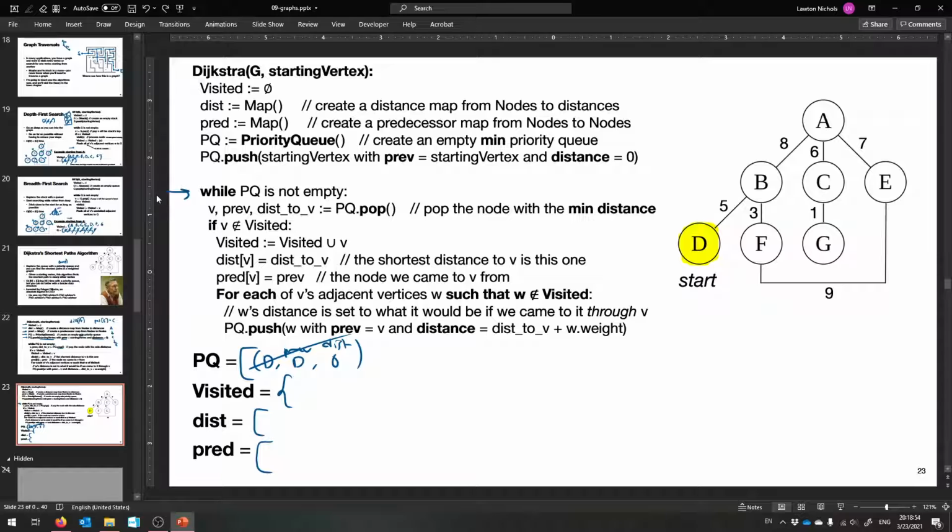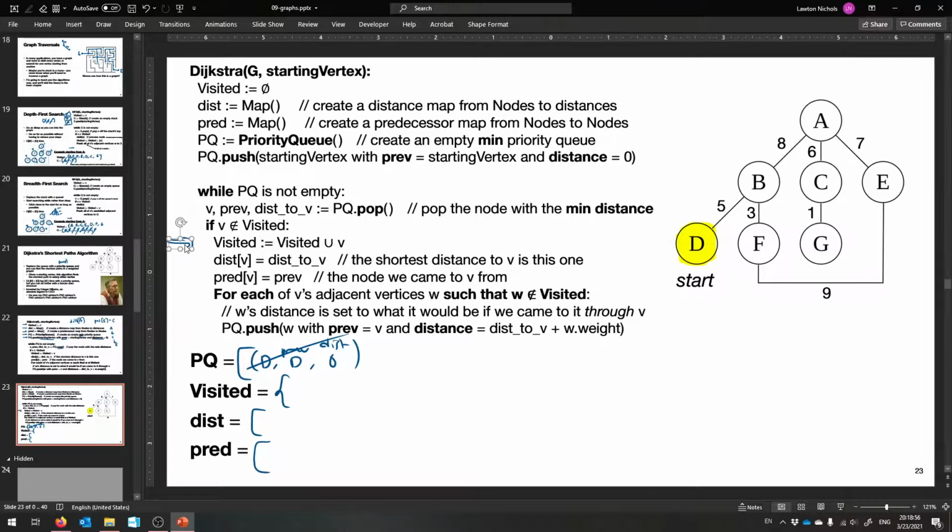Okay, we haven't visited it yet, so we're going to add it. We just visited D. Then we're going to save the distance to D. So distance to D is 0. I'm going to say that. The distance of D is equal to 0. And then we're going to set the predecessor of D to whatever it was. We're just going to use D for the start. We're going to say it was its own predecessor. You can say null if you want, whatever you feel like, but that works for us.